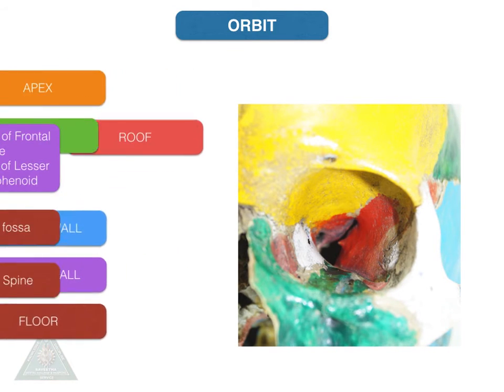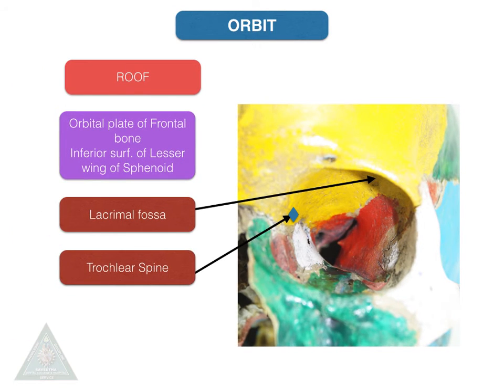Moving on, the roof of the orbit is formed by the orbital plate of the frontal bone and the inferior surface of the lesser wing of sphenoid. It's characterized by the presence of the lacrimal fossa in the lateral part, which has the lacrimal gland, and the trochlear spine. The trochlear spine has the fibrocartilaginous pulley of the superior oblique muscle.